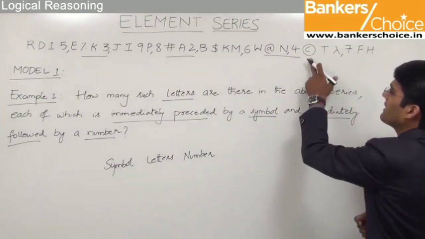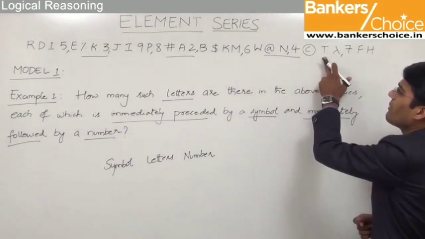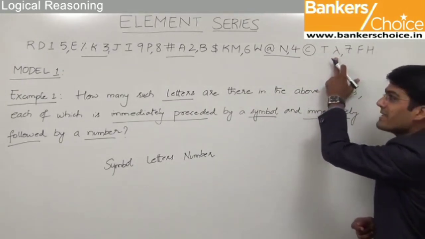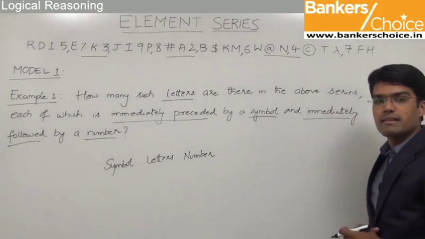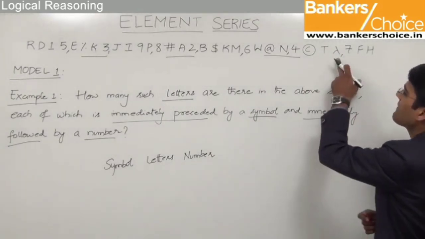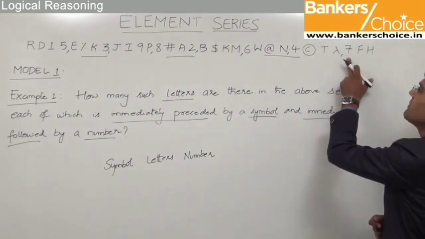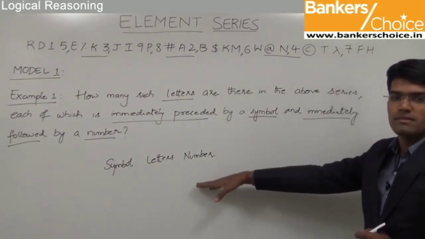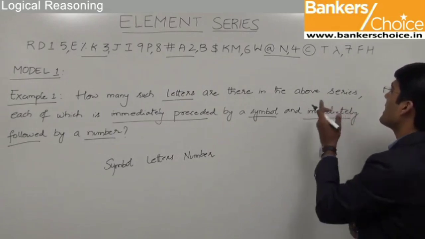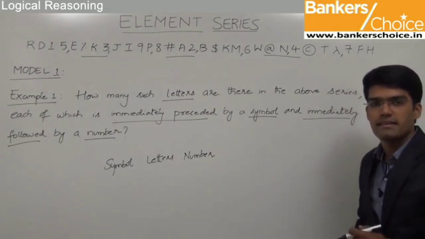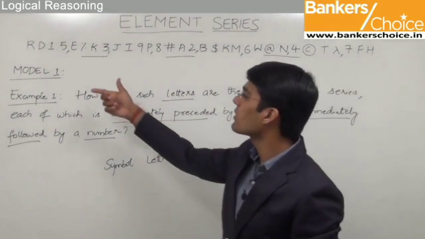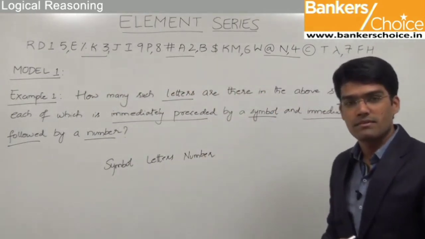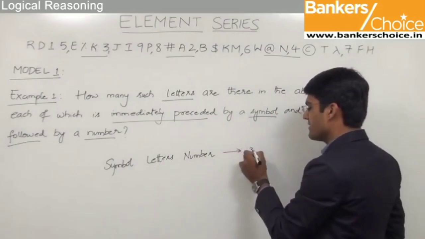Moving on to the next symbol here, that is copyright. It is followed by a letter, but this letter again is followed by a symbol lambda. So we can say that this is not going to be the correct triplet. And the last symbol which we have is lambda, which is followed by number, and this number is followed by letter, which again does not match the given triplet of elements. So lambda, 7 and F cannot be taken as the correct set. So as you can see here, in total we have got three sets of elements which follow the same order as given in the question. So our answer here for this question is 3.